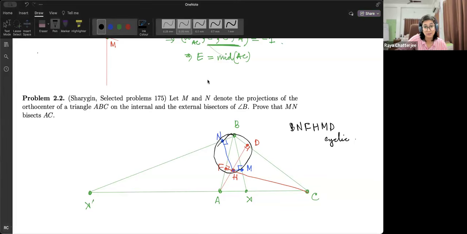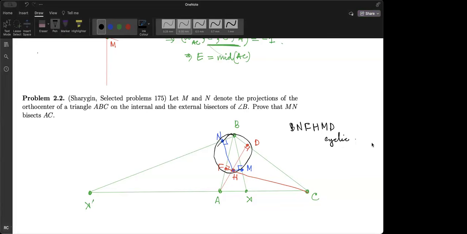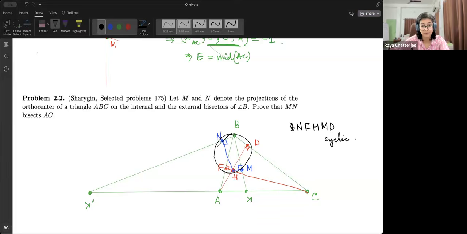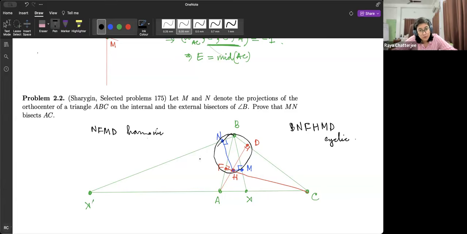I mean, if you show that the quadrilateral NFMD is harmonic, then you're done, right? Yes, true. That is a great intuition, because we eventually want to show that NFMD is harmonic, which is precisely what you said. So in order to prove that, just assume that it is harmonic, then what else is true?